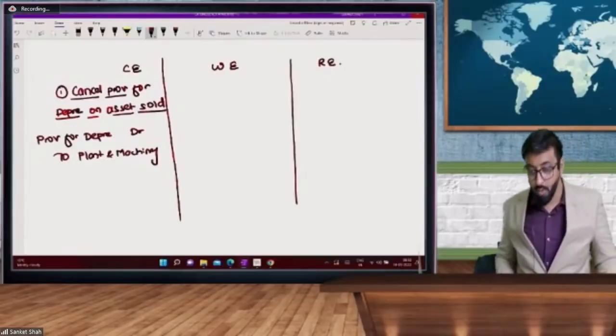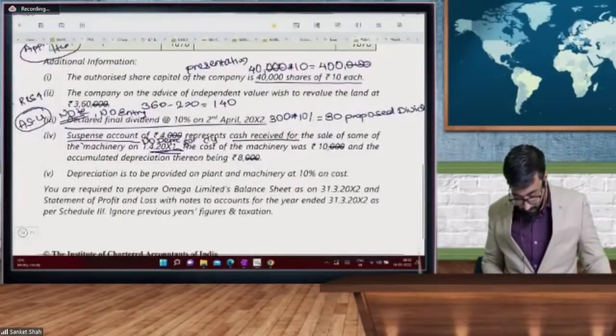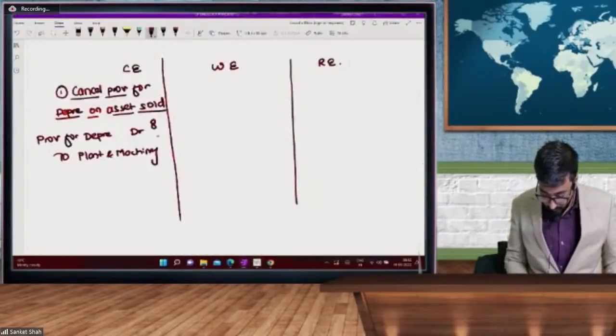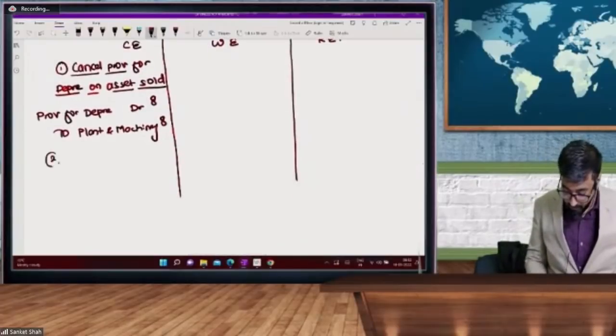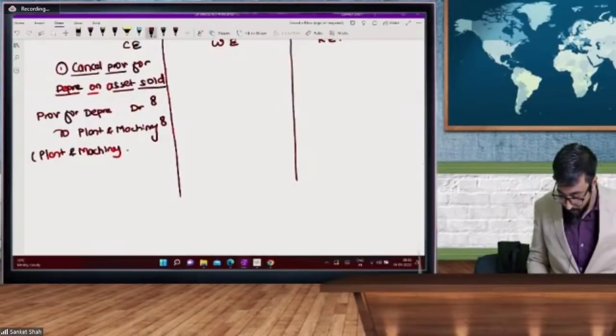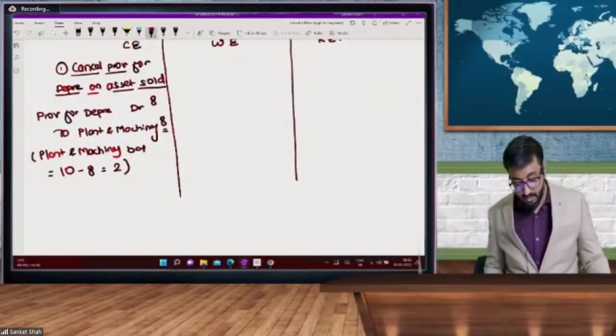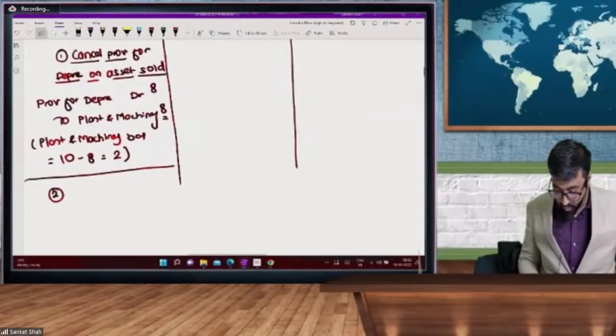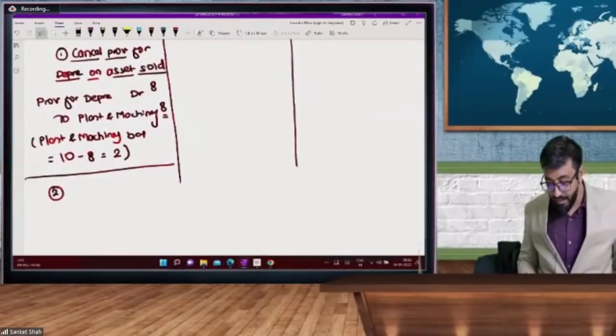So what is the provision for depreciation? 8 rupees. Till now it is 8. So now your plant and machinery balance: 10 cost minus you cancel this 8 rupees. Your asset reduced by 8 rupees. So plant and machinery balance is 2 rupees. Second entry. So your provision reduced by 8 and plant and machinery reduced by 8.